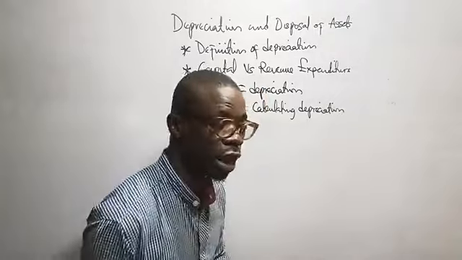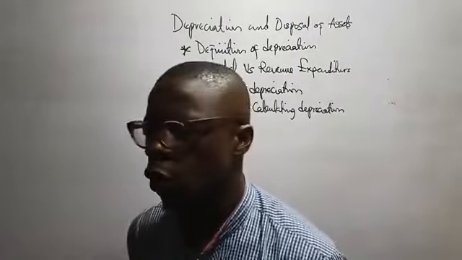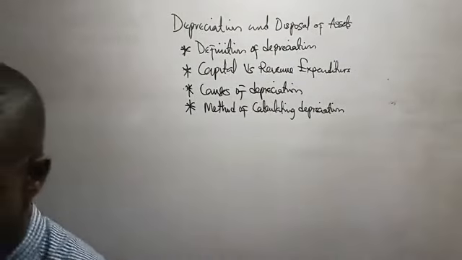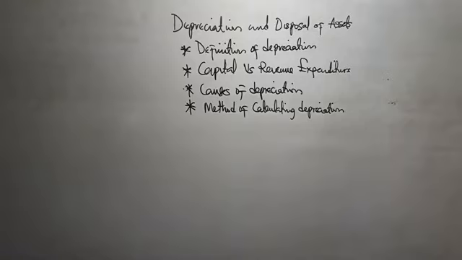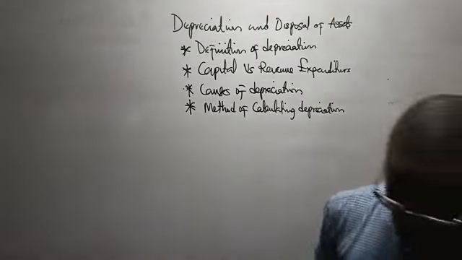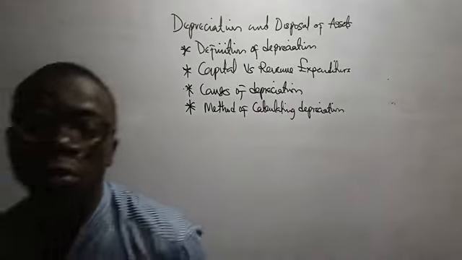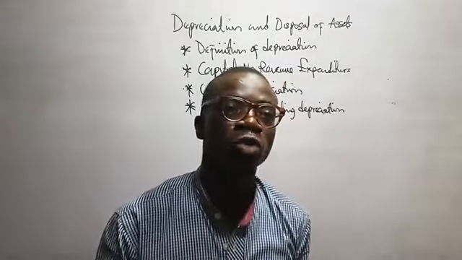We'll be looking at straight line method, reducing balance method, and sum of the year digits method. So let's go to straight line method now. When you hear the word straight line, it means that the annual depreciation for the asset remains the same throughout the years.